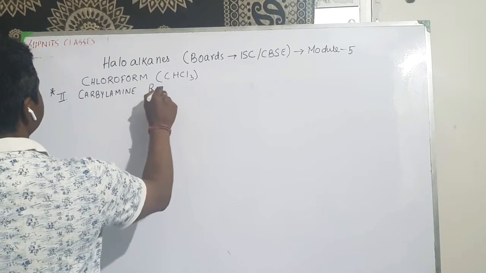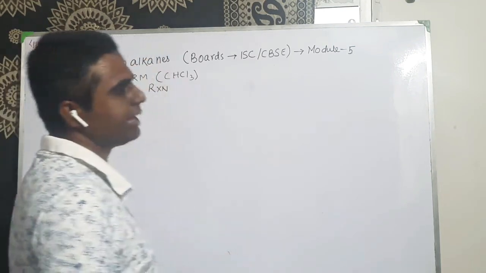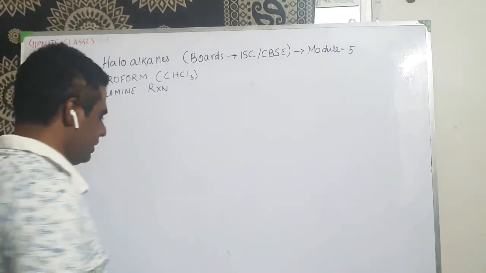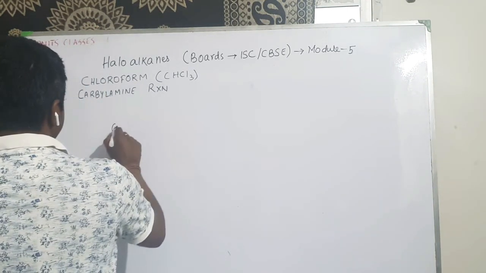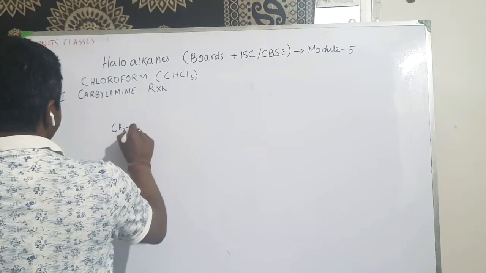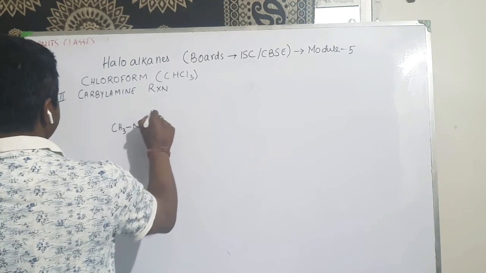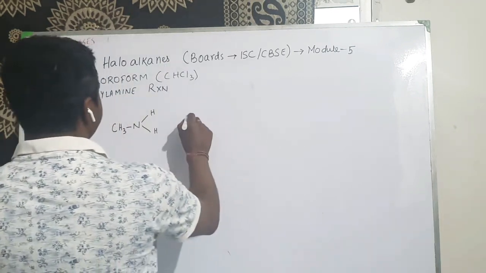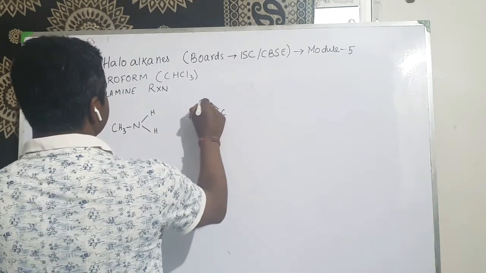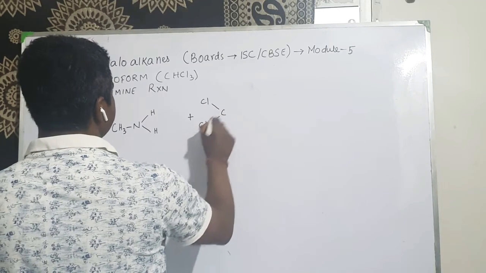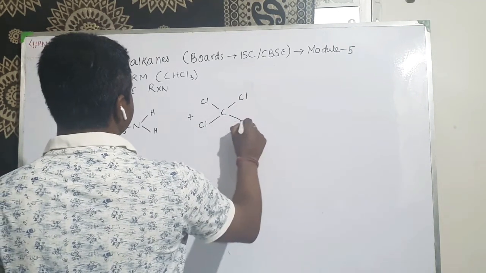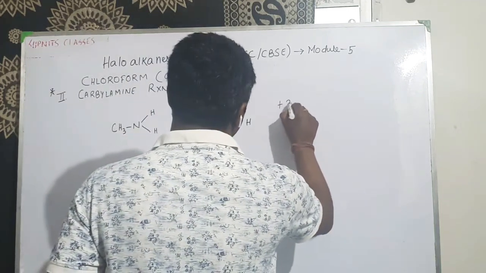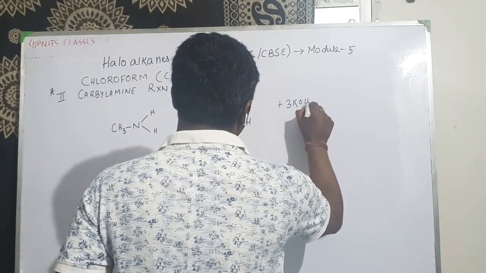If you don't write chemistry, you cannot remember it. You do organic chemistry, then you will remember it. Okay, easy one. CH3NH2, it is basically a reaction of amines, plus chloroform, that is CHCl3, plus 3KOH. So what happens?